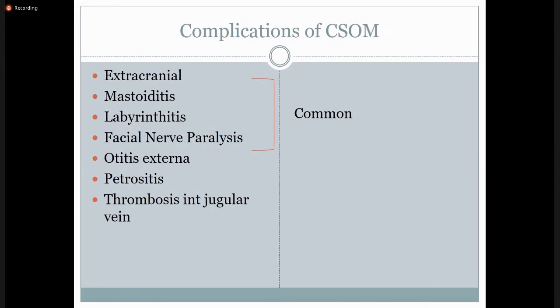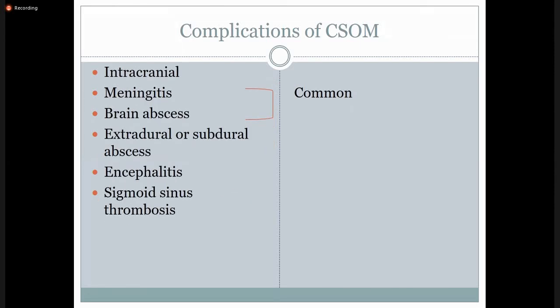But if it goes towards the brain or it erodes the tegmen plate, it can cause meningitis, inflammation of the meninges, brain abscess. 2 common parts of the brain which can be involved. Otogenic brain abscess are temporal and cerebellar. Extradural, subdural abscess, encephalitis means inflammation of the brain parenchyma, sigmoid thrombosis.